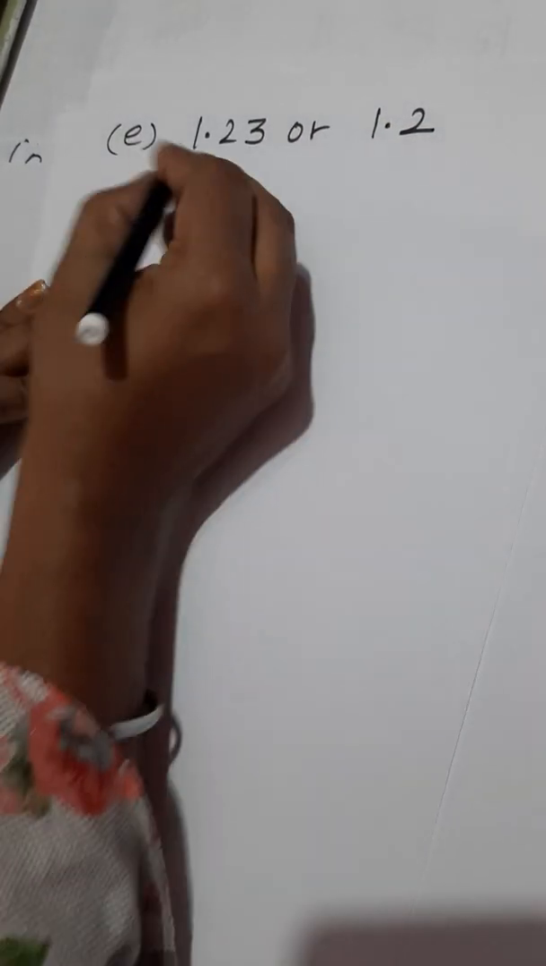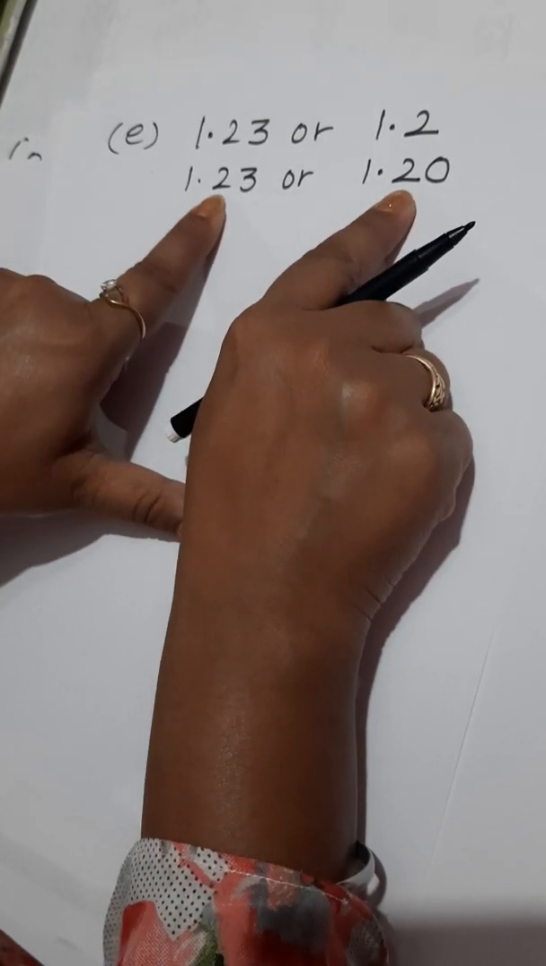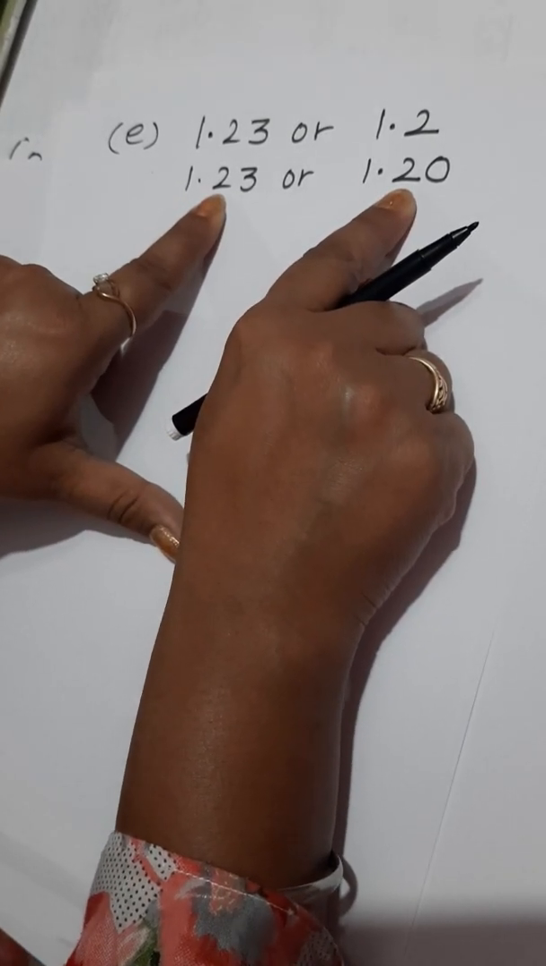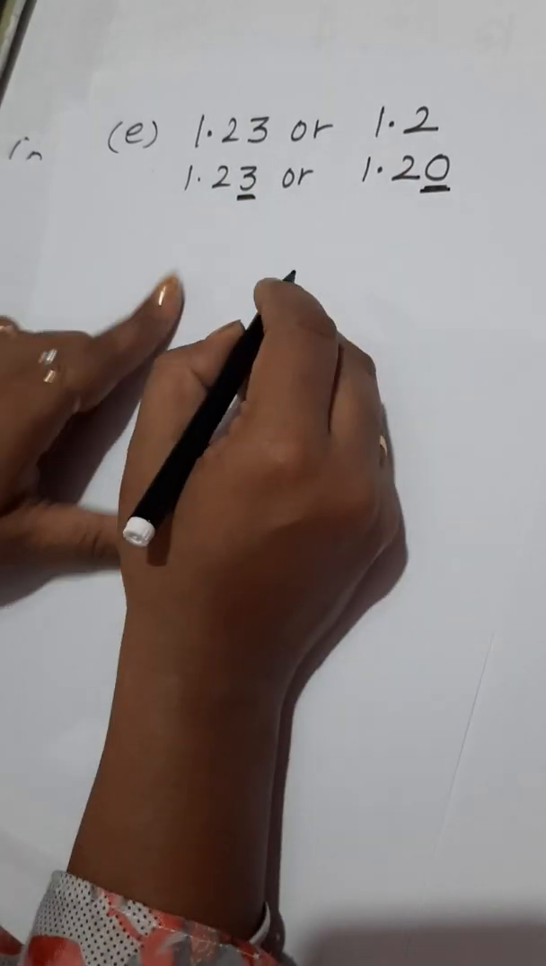Now next we have E part. E part is 1.23 or 1.2. Now here I have 1.23 or 1.2, and we can write it like this, 1.20. Here the whole parts are the same, 1, 1. The 10th place digits are the same, 2, 2. Then the 100th place digit: here we have 3 and here we have 0.